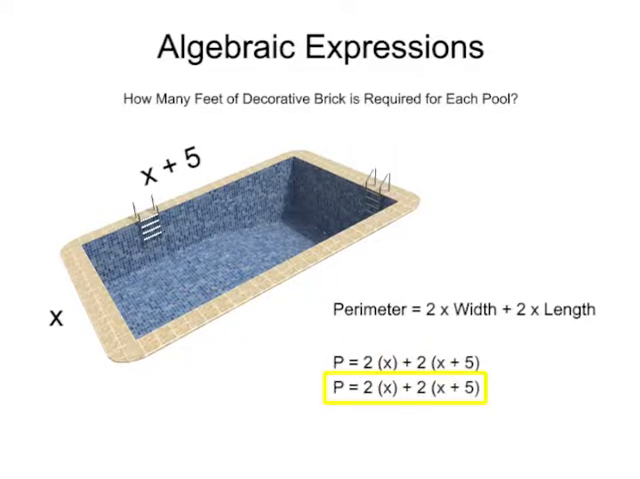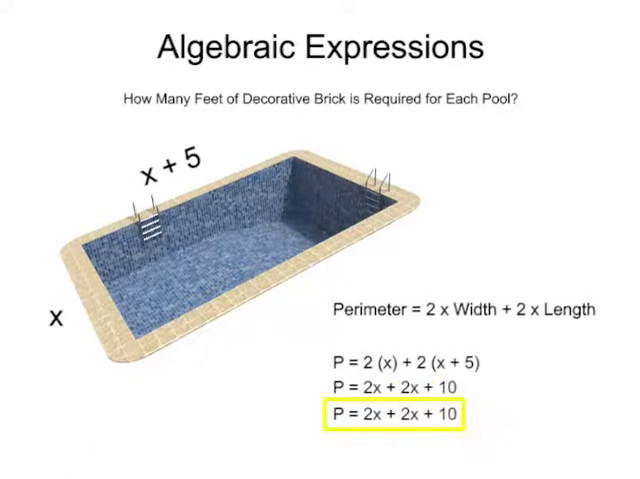Moving on to multiplication and division, multiply 2 times x, which simplifies to 2x. Next, 2 times x plus 5 simplifies to 2x plus 10. Finally, combining like terms leaves a formula of 4x plus 10. Now, no matter what the size of the pool, you can easily determine the quantity of decorative brick required and give an accurate bid for each job.